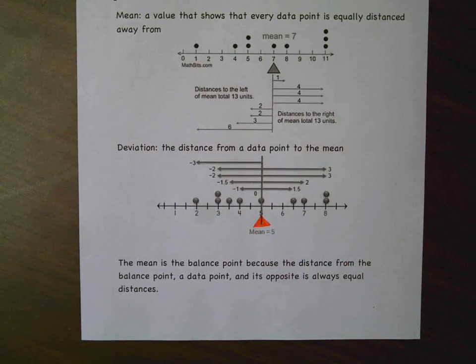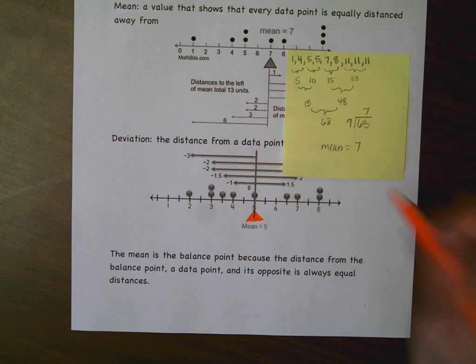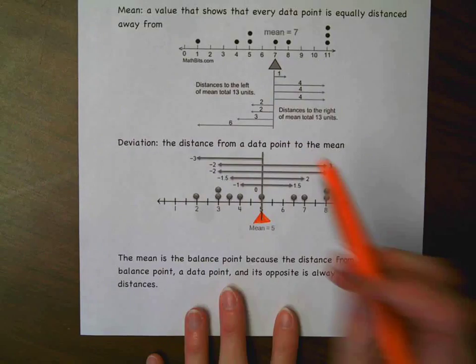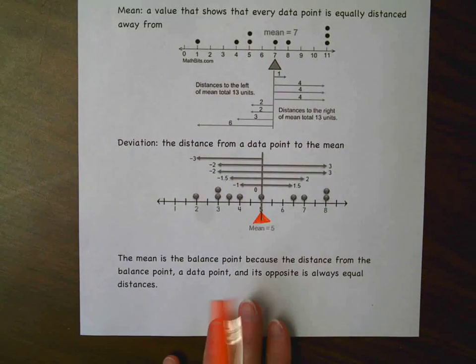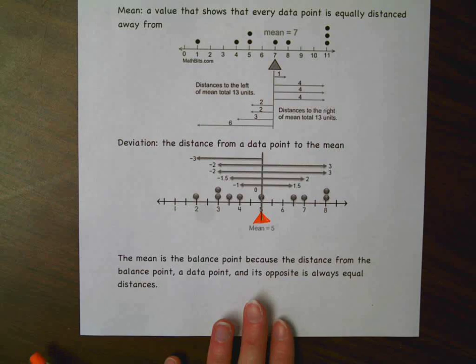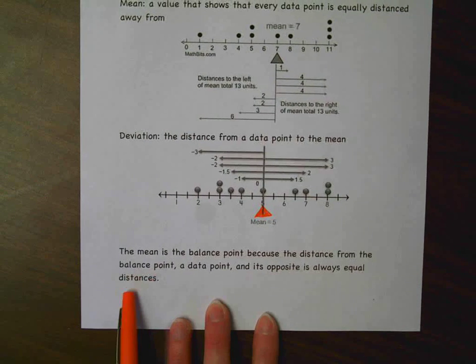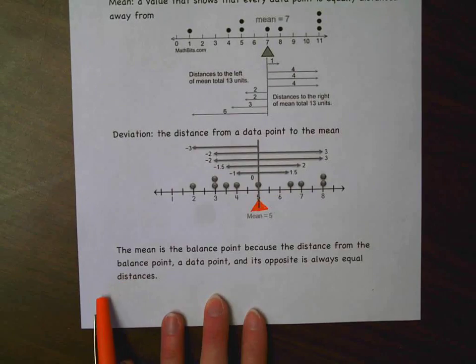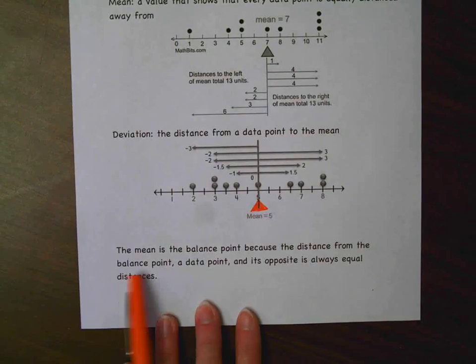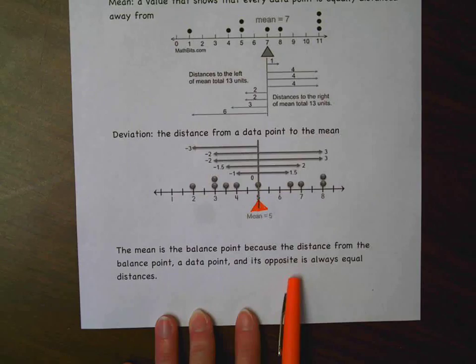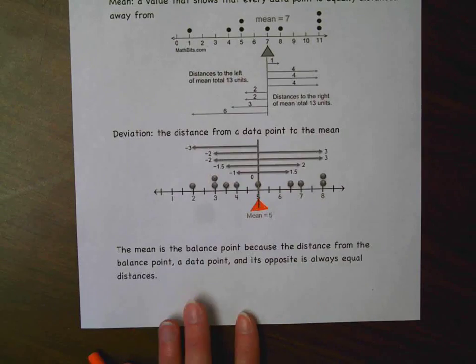So basically our entire lesson is you find the mean, okay, just like we showed you how to do it on here, and then you decide what is the distance between the mean and each data set. And this is the best way to record it so that you understand it. Okay, so a little final note that you need to know, and you do need to write this in your notes. The mean is the balance point because the distance from the balance point, a data point, and its opposite will always have equal distances.